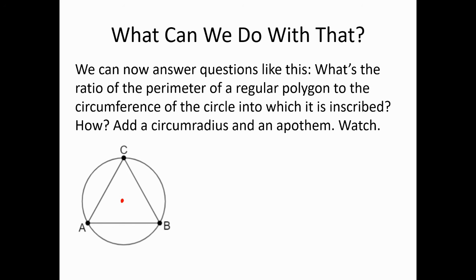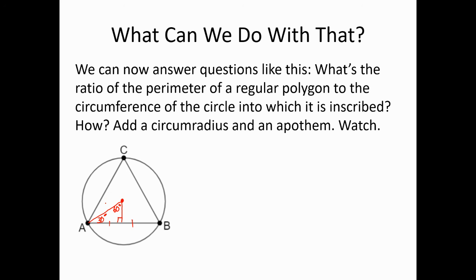And what do you do to get relationships between the circle and the polygon? Well, typically what you do is you drop in an apothem, which splits a side in half, and then you also draw in a circumradius, which splits an angle in half, which in this case will split a 60-degree angle in half, so you'll end up with a 30-60-90.